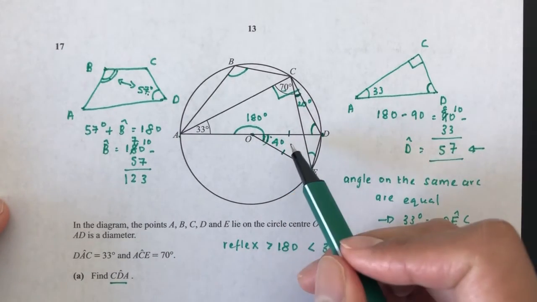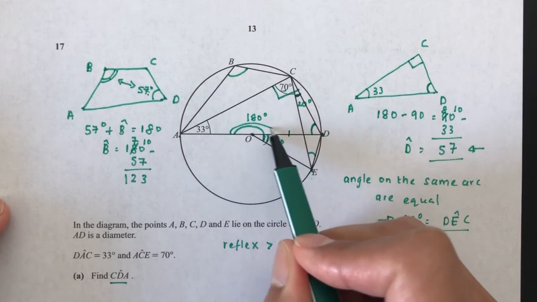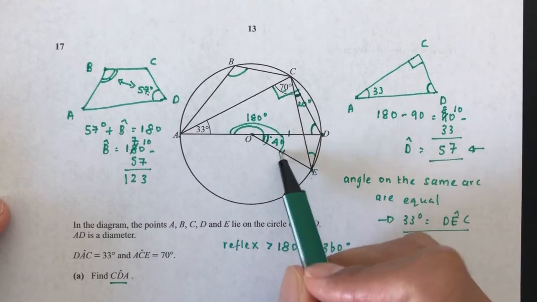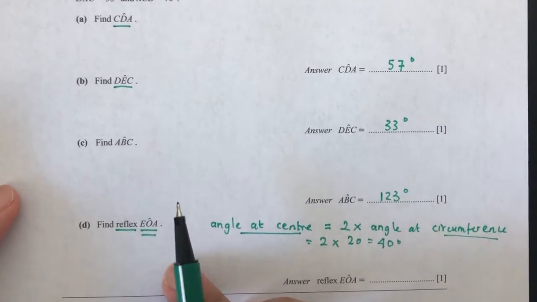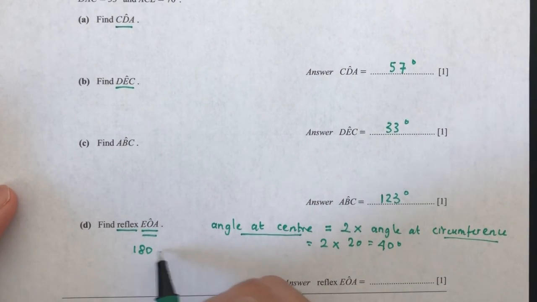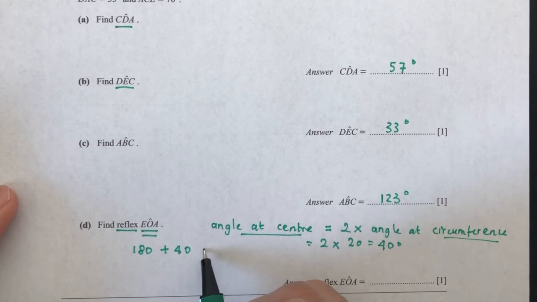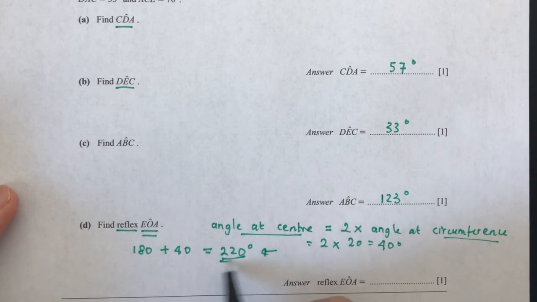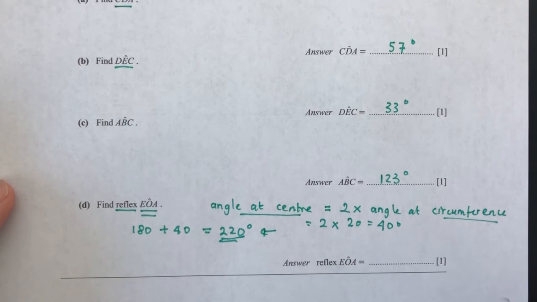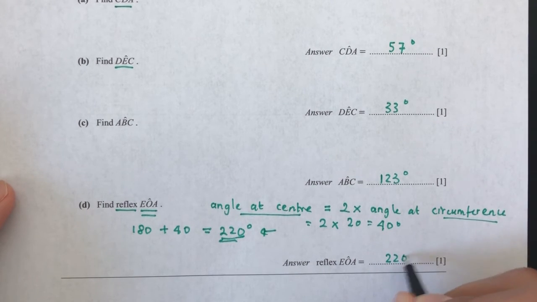And what is the size of this big angle? It will be 40 plus 180. So reflex angle EOA is 180 plus 40. It will equal 220. And that is your answer for part D, 220 degrees.